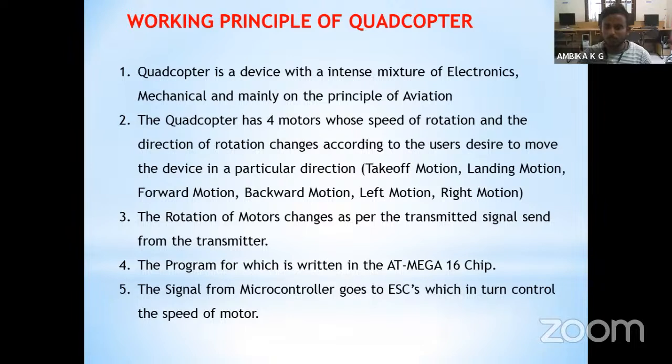The rotation of the motor changes as per the signal sent from the transmitter. So the direction in which the user wants to move, the user sends a signal from the transmitter to the receiver. According to the user's desire, the drone will move in a particular direction. The complete program is written in the ATmega16 chipset. It's 32 bytes. So the signal from the microcontroller goes to the ESC, electronic speed controller, which controls the speed of the motor. According to it, it can control the speed of the motor.